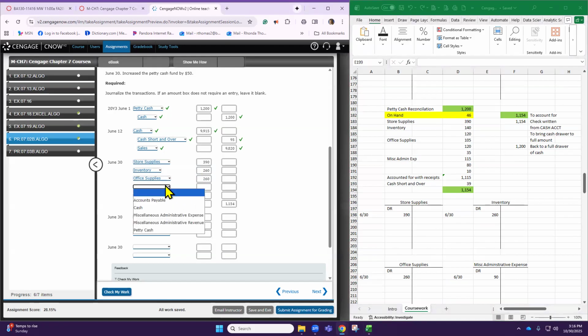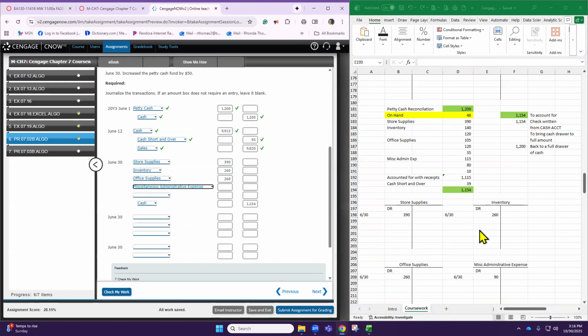And then the last one is going to be miscellaneous admin expense, not revenue. And that is going to be these three. So let's add these three together, equals sum, open parentheses, and we'll just click and drag through these and hit enter. So 205. Now we have one left.